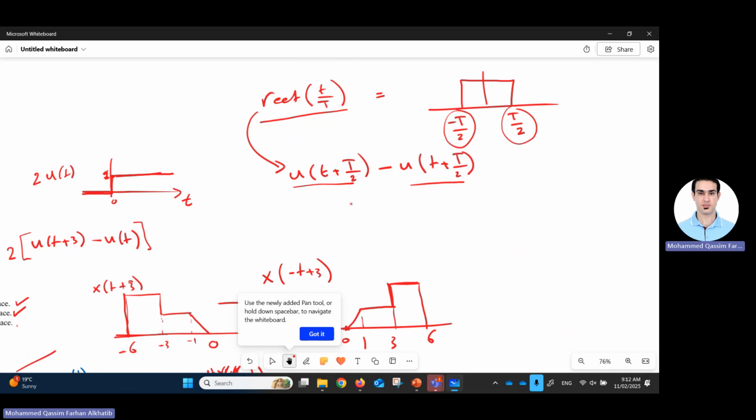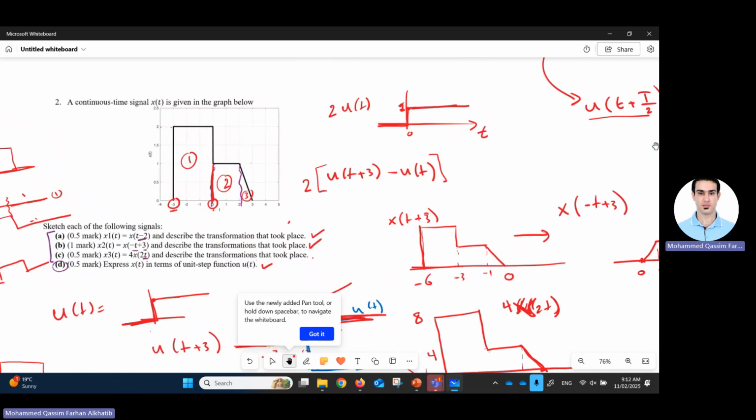Or just to put it simply, look at the coordinates. Here you have a rectangle that starts at -3. Sorry, you have a step that starts at -3, and you subtract a step that starts at 0. So it's going to be u of t plus 3 minus u of t. That will give you a rectangle from -3 to 0. Now I want to scale it by 2, so you multiply by 2. That's it. That's the first rectangle.